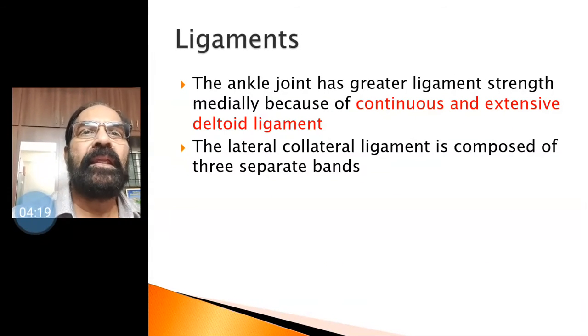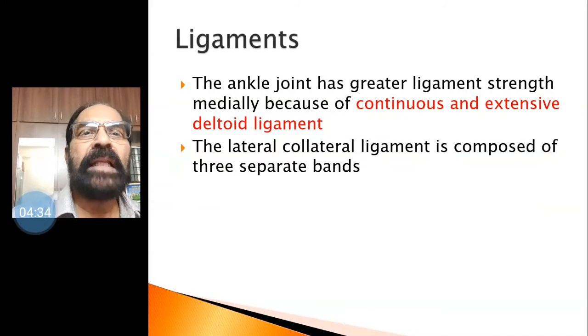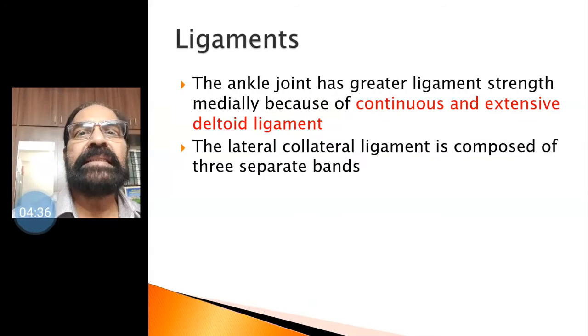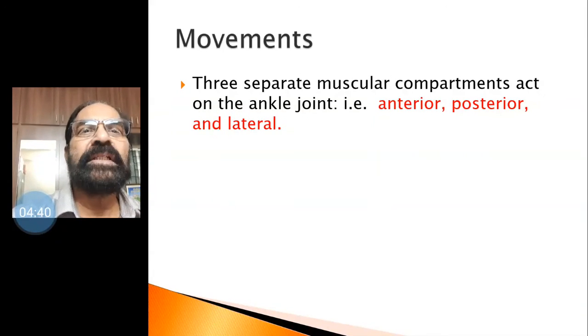Ligaments. The ankle ligament has greater strength medially because of the continuation of the extensive deltoid ligament. The lateral collateral ligament is composed of 3 separate bands. Coming to movements, 3 separate muscular compartments act on the ankle joint, that is anterior, posterior and lateral compartments.